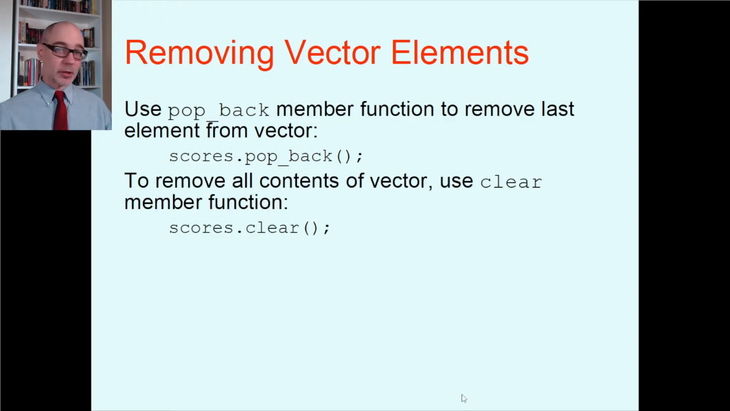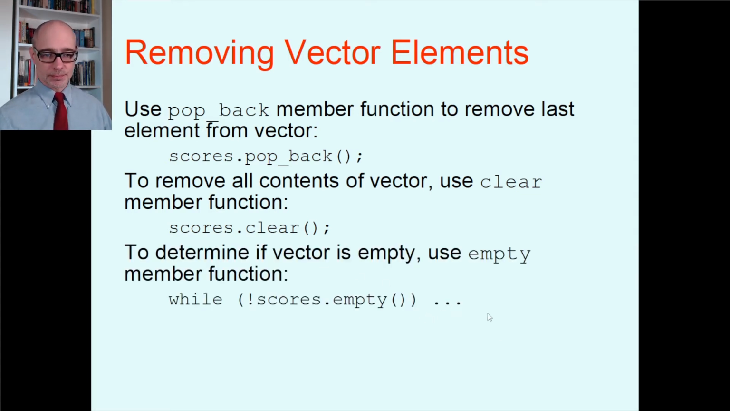Maybe you just want to clear all the stuff out. You've done some kind of process and you want to throw away all that information and start over. There's a function called clear. Again, object.function: the name of my object is scores, dot, the name of the function inside it, clear. That just wipes out all the data and resets the size back to 0. So that's an option.